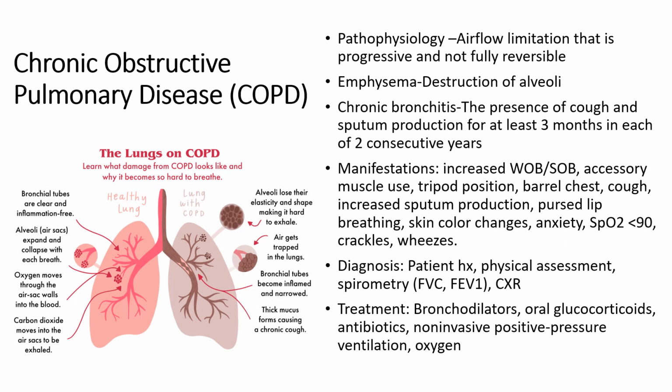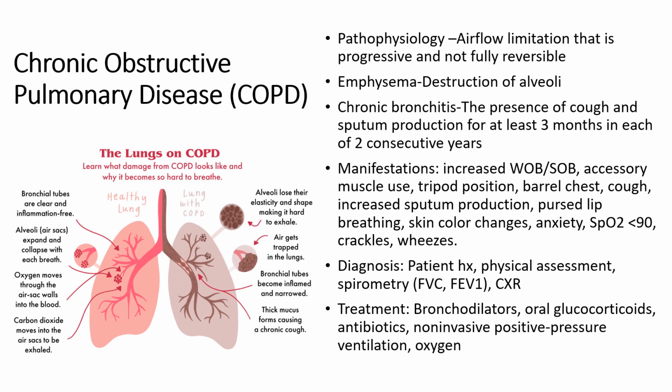COPD, so chronic obstructive pulmonary disease. On the left here, I have some lungs, and it kind of shows you COPD lungs versus healthy lungs, and you can see a few differences there. So pathophysiology: airflow is limited and it's progressive and not fully reversible. This is projected to be the third leading cause of death, it probably is by now because it was by 2020. So cigarette smoking is the primary cause. However, other causes are occupational dust and chemicals, outdoor air pollution, and secondhand smoke.